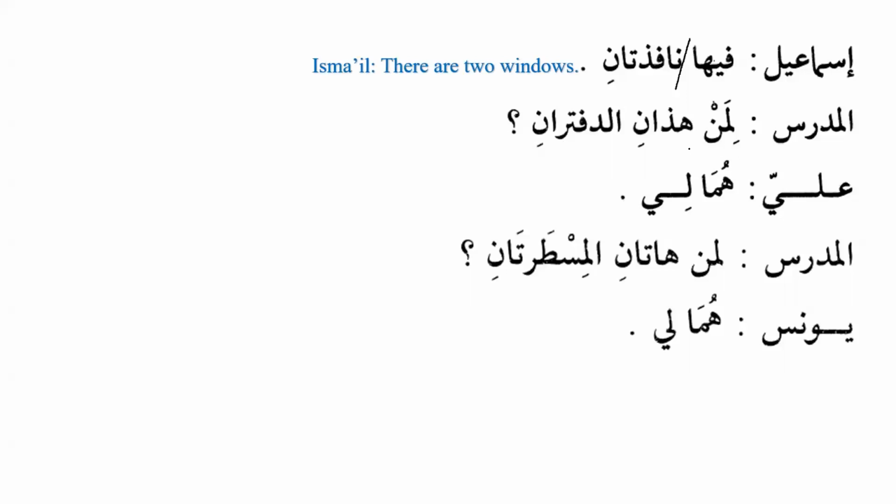Al-Mudarrisu, the teacher, liman hadani daftarani. Now we can see here liman is jar majroor, and hadani is the dual of what? Hada, and the dual of hada is hadani. Hadani is ishara, and adaftarani is musharun alayh or al-badal. So liman hadani daftarani, who are these two notebooks for?